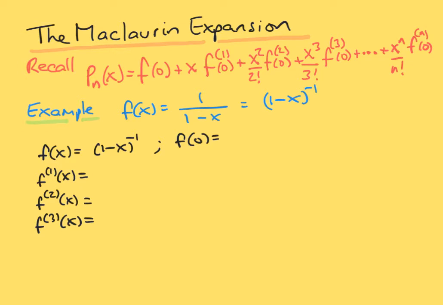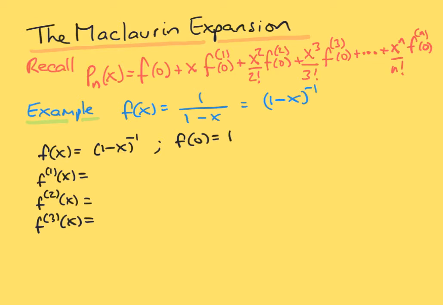To look at a specific example, I've chosen this function. So our function is 1 over 1 minus x, and in a moment I'm going to be rewriting this as 1 minus x to the power of minus 1. Now, if we want to calculate this polynomial, what we're going to have to do is to find the function and then multiple derivatives. And our function is 1 minus x to the minus 1, or 1 over 1 minus x.